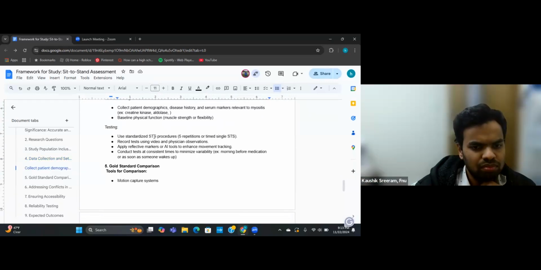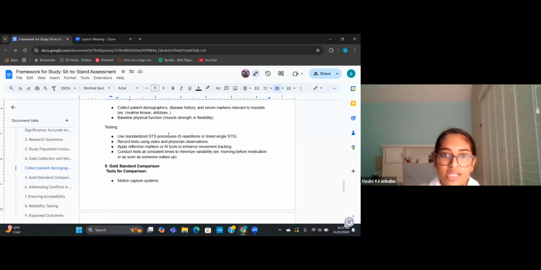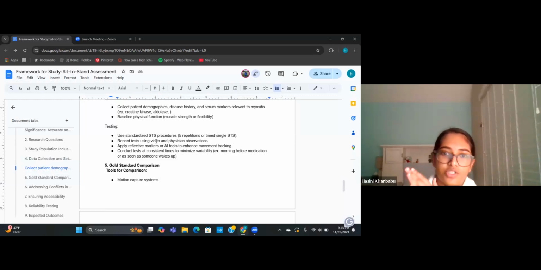And then for actual testing, use standardized STS procedures, like 5 repetitions or just one single movement, and then record tests using video and physician observations. So the video would be the software, and then physician observations, just so we can compare to see if we're getting reliable data.